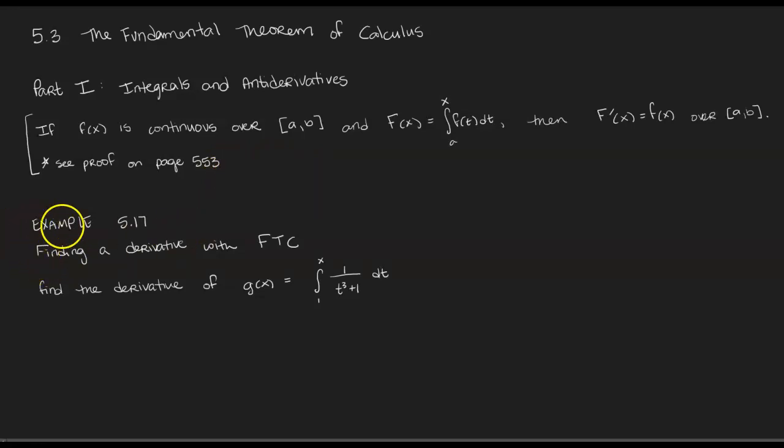Let's go ahead and start off with example 5.17. It's finding a derivative with FTC. Now, this is going to be so quick and simple that it's going to feel like nothing even happened. But the goal here is to look at this function, g of x. It's defined as this integral from 1 to x of the function 1 over t cubed plus 1 dt. FTC part 1 says if you take the derivative of that g of x function, it's the same thing as taking the derivative of the integral that's defining that g of x function.